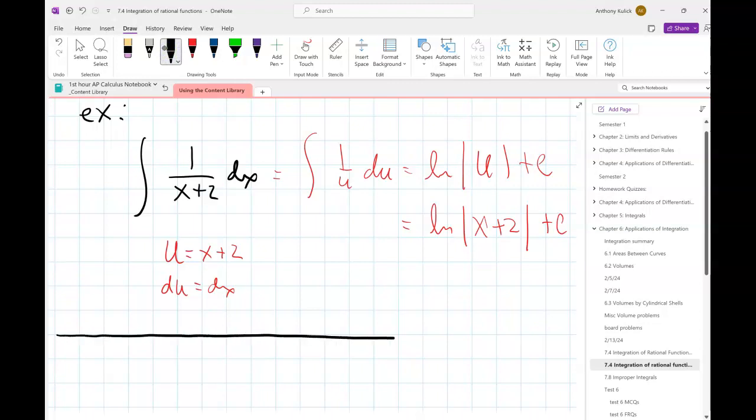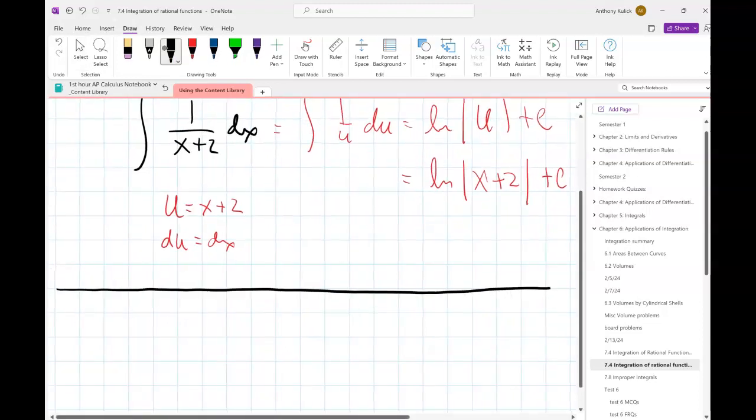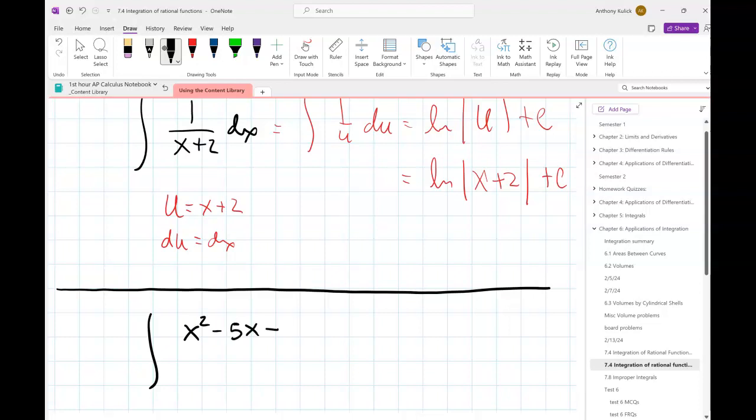But what if we have something where the U sub isn't going to work straight away? What if instead we have something like this? What do you think? What can I do with this?